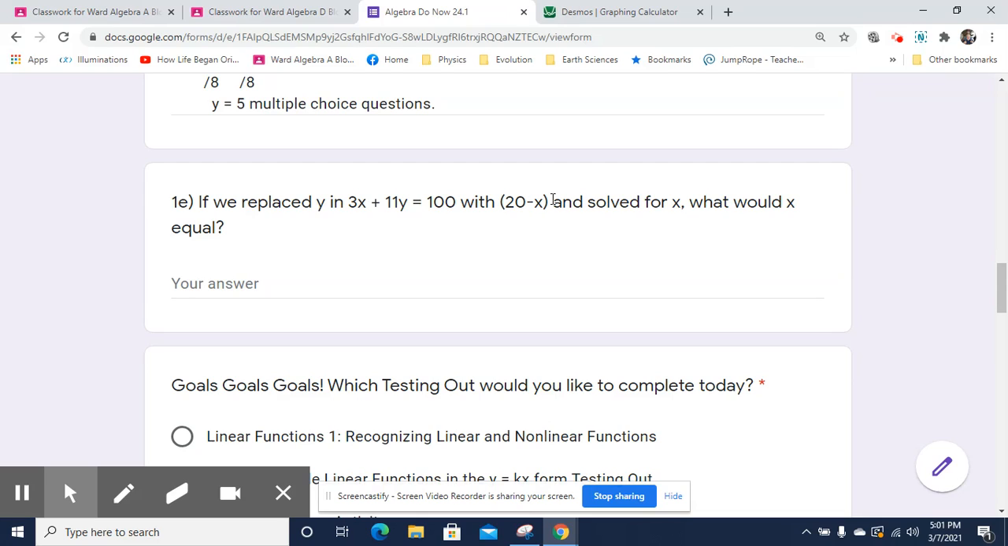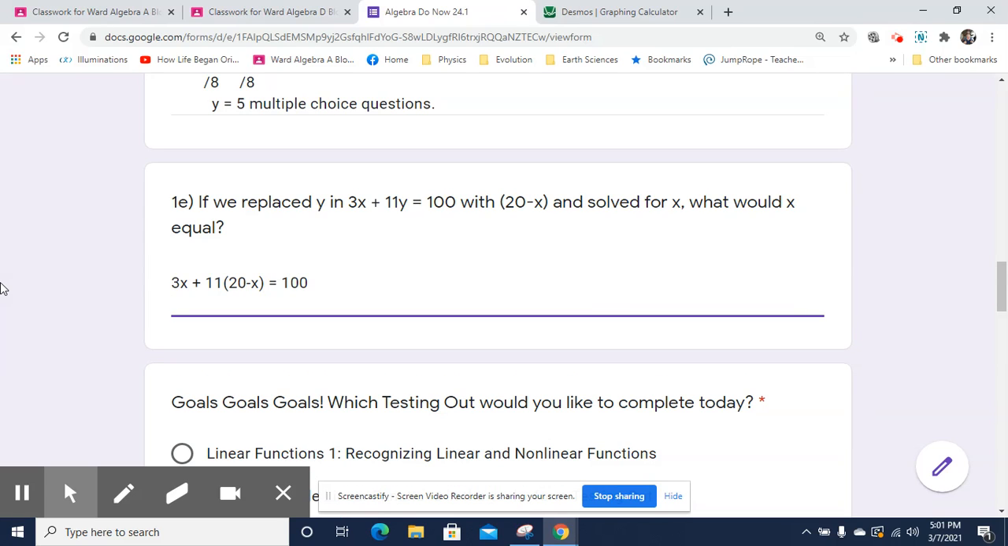Now I'm going to go to the next question where you might have predicted we're going to replace y with 20 minus x, because x plus y equals 20 can be rearranged into y equals 20 minus x. So we're going to replace this y with 20 minus x. So it's going to be 3x plus 11 times (20 minus x) equals 100. Okay, and this is the points on the test question, or equation, I should say. So let's start simplifying. 3x plus, okay, 11 times 20 is going to be 220, and then that's going to be minus 11x, and that will equal 100.